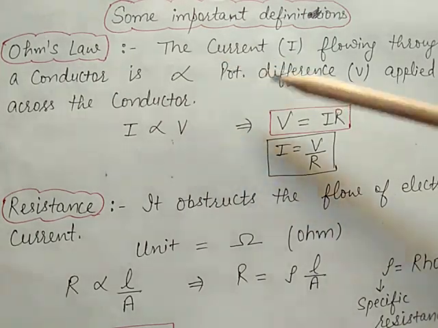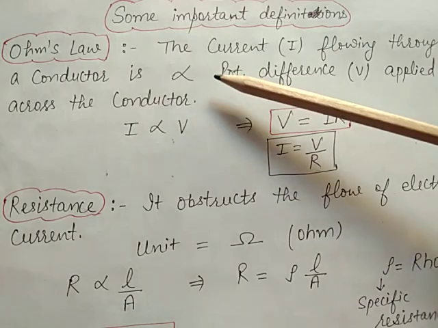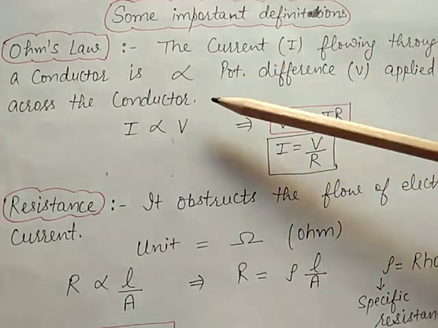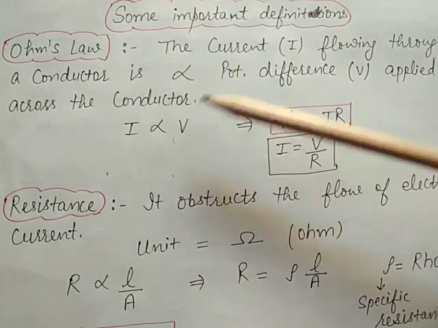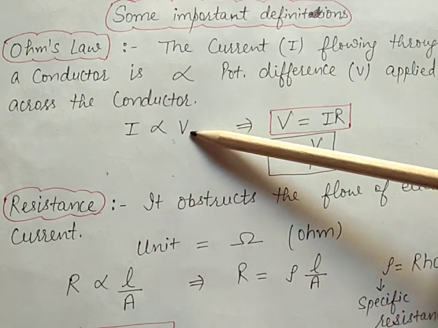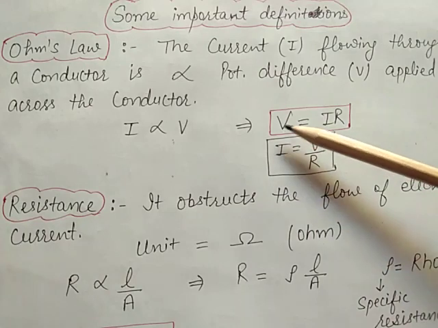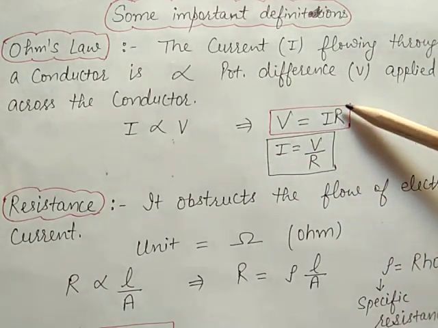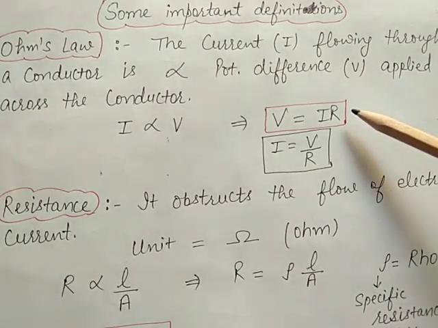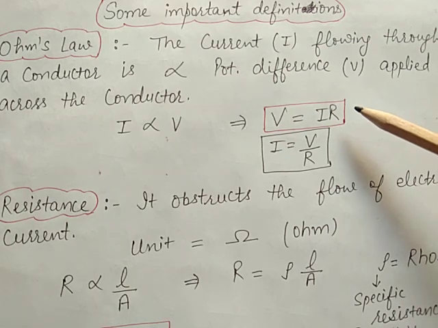Ohm's law states that the current flowing through a conductor is directly proportional to the potential difference applied across the conductor, meaning I is directly proportional to V. V is the potential difference. Then it is also right that V is equal to IR. R is the constant. It is also called the resistance of the conductor.